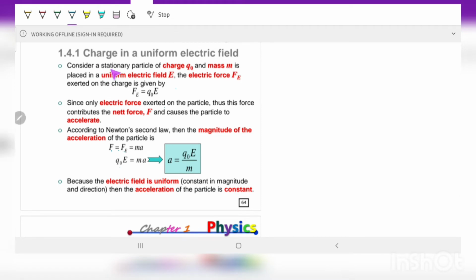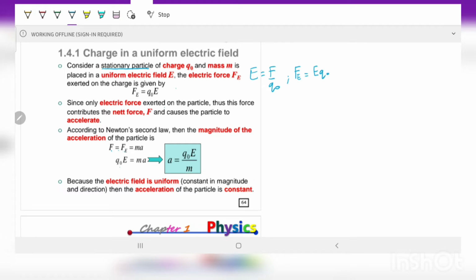Consider a stationary particle of charge Q naught and mass m is placed in a uniform electric field E, and the electric force Fe exerted on the charge is given by Fe equals to Q naught E. Ini dapat daripada equation yang E kan. E sama dengan F over Q naught. So rearrange sahaja. F dia buat Fe kat sini untuk membezakan ini lah electric force, E darab dengan Q naught.